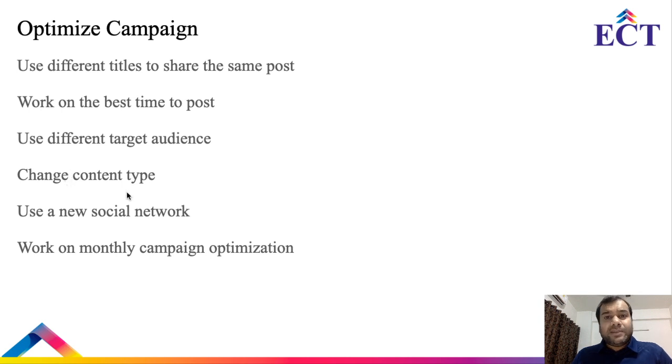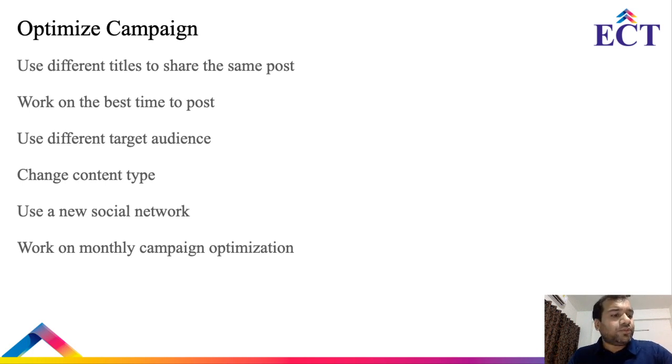Change content type. Just keep on changing content type to see. Suppose something you have written in text. Okay, try out an image and you will find that the engagement is high. Then do that. Use a new social network.